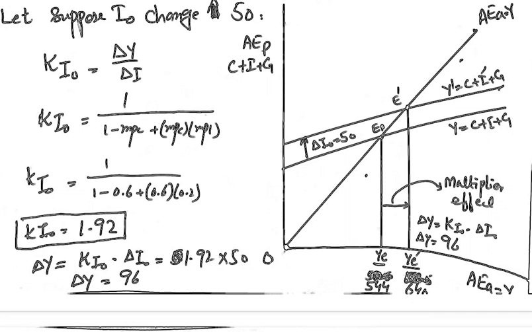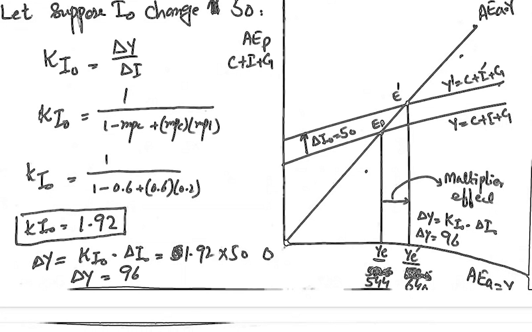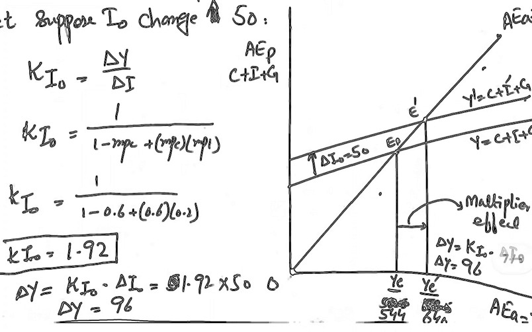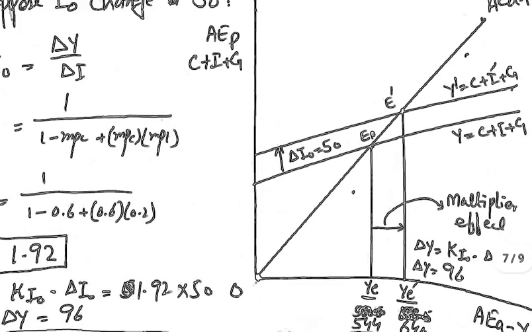It means that by a change of 50 billion in investment, the national income will increase by 50 into 1.92. The total change in national income will be delta y equal to Ki naught into delta I naught, that is 1.92 into 50. So the total change in the national income will be 96 billion rupees, which can be illustrated through this graph.